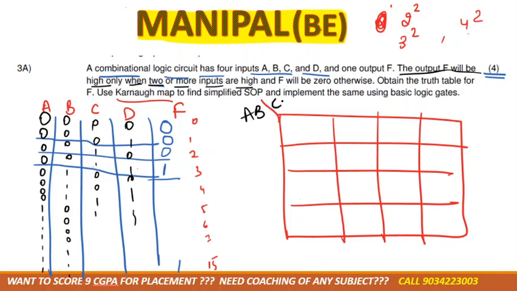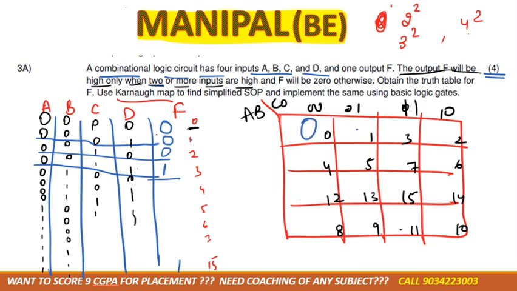Suppose it is AB, CD: 0 0, 0 1, 1 1, 1 0. So 0 1 2 3, right? 4 5 6 7 8 9 10 11 12 13 14 15. So at number 0 mark it 0, at number 1 mark it 0, at number 2 mark it 0, and at number 3 we have 1, so mark it 1. Okay? And you can do it directly also.